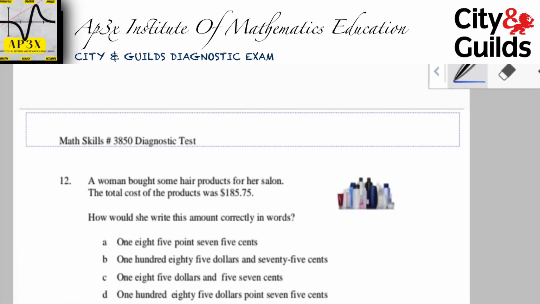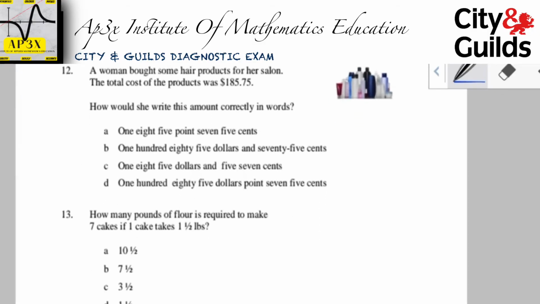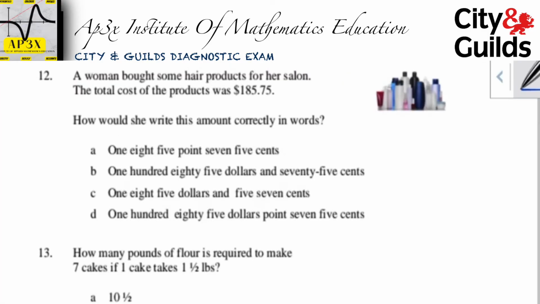Okay, all right, and we're going to be moving on to question 12 here. A woman bought some hair products for her salon. The total cost of the products was $185.75. How would she write this amount correctly in words? Let's just read here. Okay, so this statement here is saying 185.75. That doesn't sound too right.